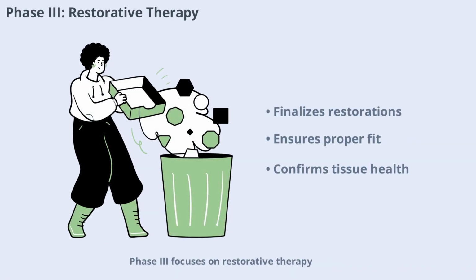Phase 3 focuses on restorative therapy. This includes placing final restorations such as crowns, bridges, or dentures, and ensuring that the prosthesis fits well and functions properly. A periodontal examination is performed to confirm that the tissues are healthy before finalizing the restorations. Reevaluation is also conducted to monitor progress.